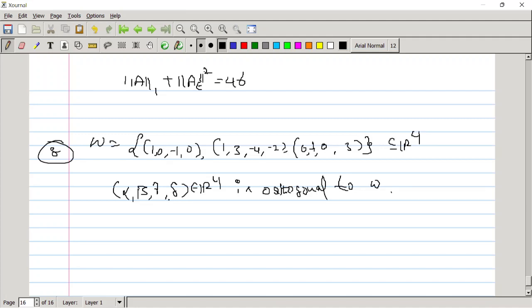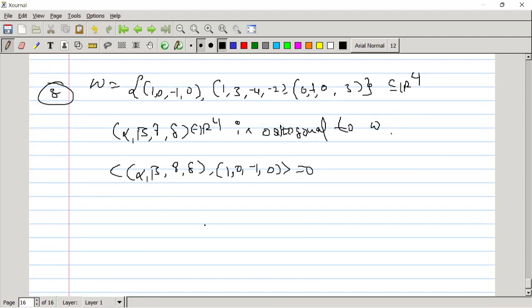That means every vector (alpha, beta, gamma, delta) has to be orthogonal to each and every vector in W. That means the inner product of (alpha, beta, gamma, delta) with (1, 0, -1, 0) has to be equal to 0. Similarly, we get two more equalities, the first with (1, 3, -4, -2).